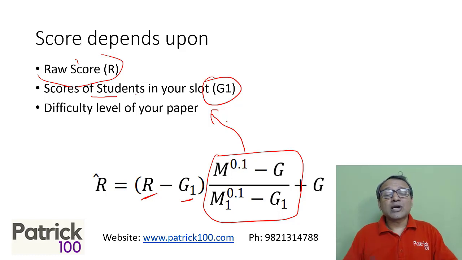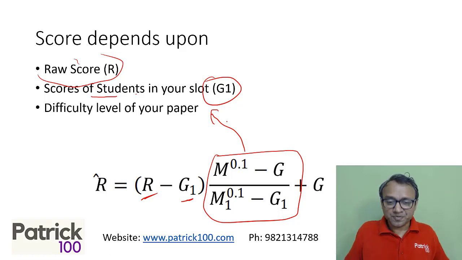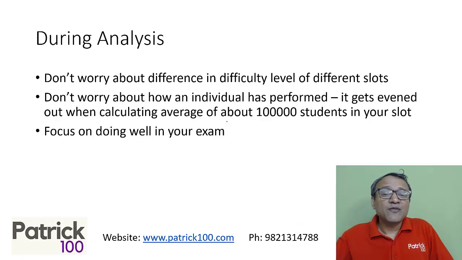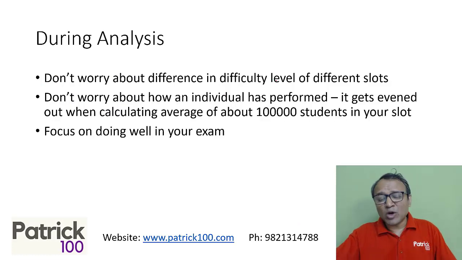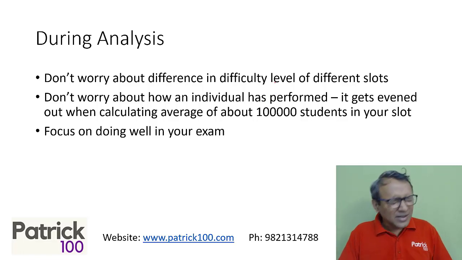So that means when you're trying to solve a paper, don't think of the other slot, because your scale score will not depend upon something from the other slot. You will be compared with students mainly from your slot, right? So look at students from your slot. What I'm trying to put across is, don't worry about difficulty level of the other slots. A lot of people say, oh, that slot was easy and my slot is difficult and therefore I will suffer. Nothing of that sort.